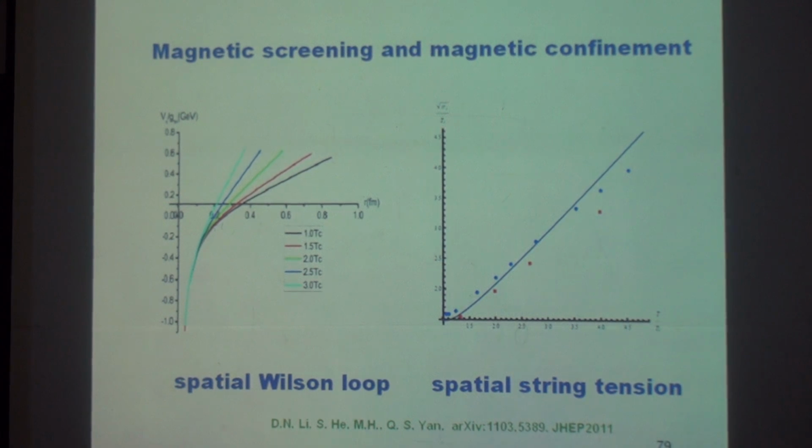And for the magnetic part, we need to calculate the spatial Wilson loop. And actually, we also get this magnetic confinement. And this is the spatial string tension, also in quite good agreement with lattice results.